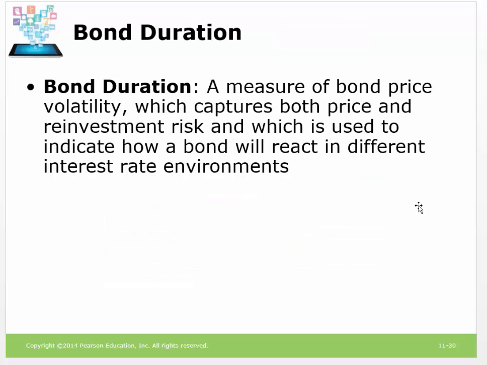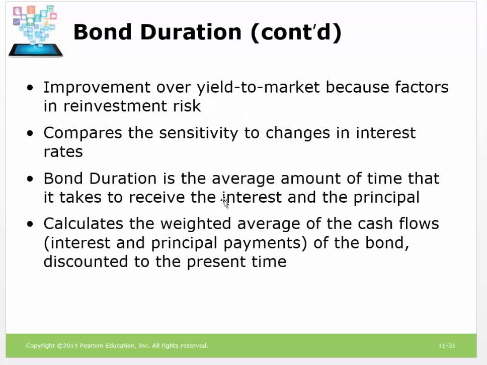One of the tools that we can use to help us understand how interest rates and bond prices react with each other is called duration. It's a measure of volatility. It measures how bond prices change when interest rates change. So it's a little bit of a better tool, if you will, than yield to maturity, because it also considers the importance of reinvestment risk. So it compares the sensitivity of bonds to changes in interest rates. So it's looking at what's going to happen to future investments or reinvestment of these interest payments.